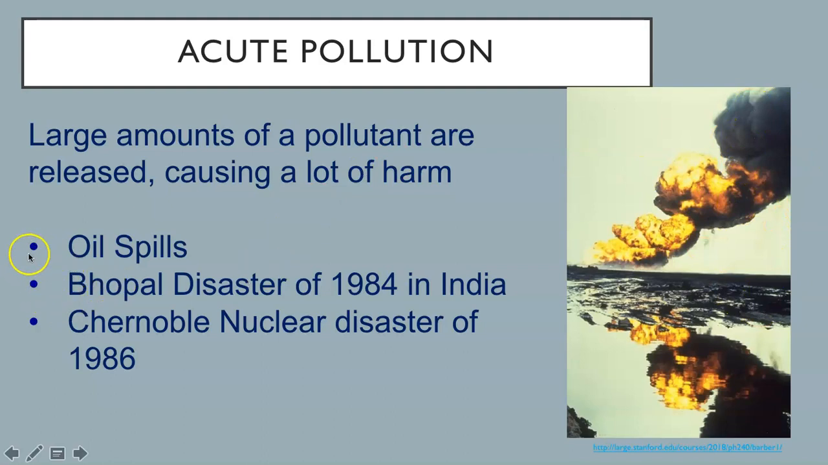The Bhopal disaster of 1984 is considered the world's worst industrial disaster, with the Union Carbide pesticide plant releasing 40 tons of methyl isocyanate gas into the community. The Chernobyl nuclear disaster is also an example of an acute pollution event.